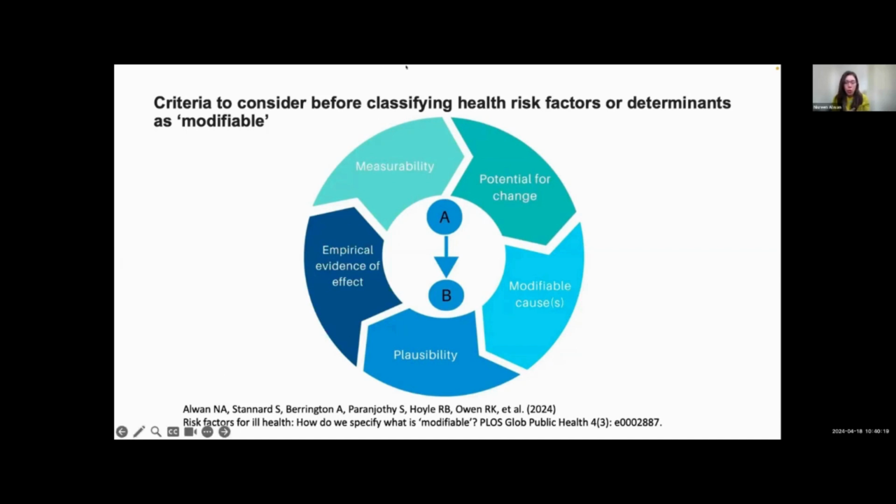So we came up with some of these questions or criteria about: can we measure a modifiable factor? Is there a potential for change? In terms of if we change it, does it have modifiable causes in itself? Is it plausible? And is there any evidence of effect, if you work on these modifiable risk factors?